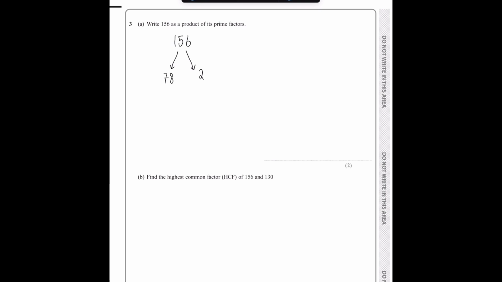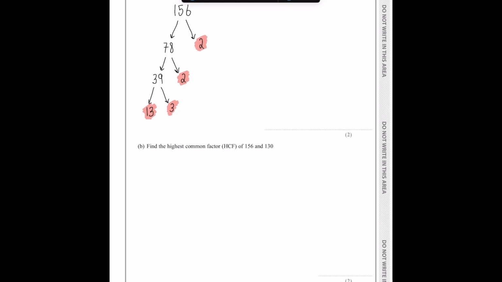Now in this case, 78 is also an even number, so we can split that into 2 and another number as well. So 78 divided by 2 now is 39. And then last but not least, 39, we can recognize that it's divisible by 3. So then we can split apart 39 into 3 and 13. And we've been left with 2, a second 2, 3, and 13. So here we have the prime numbers where if you multiply them together, we get 156.